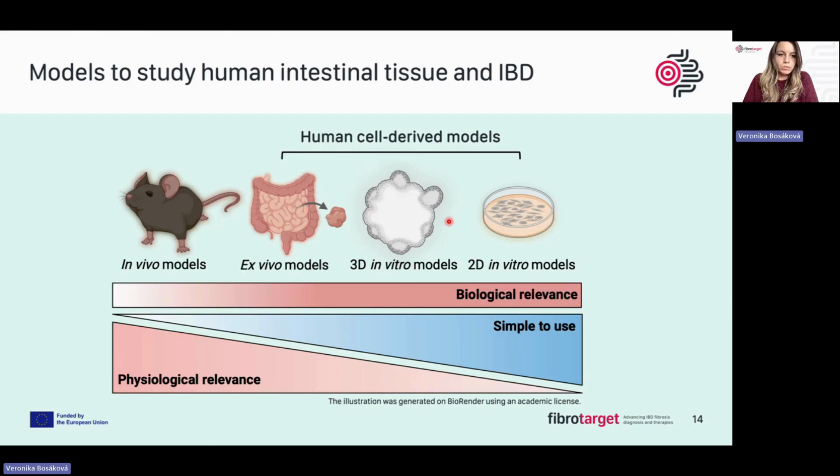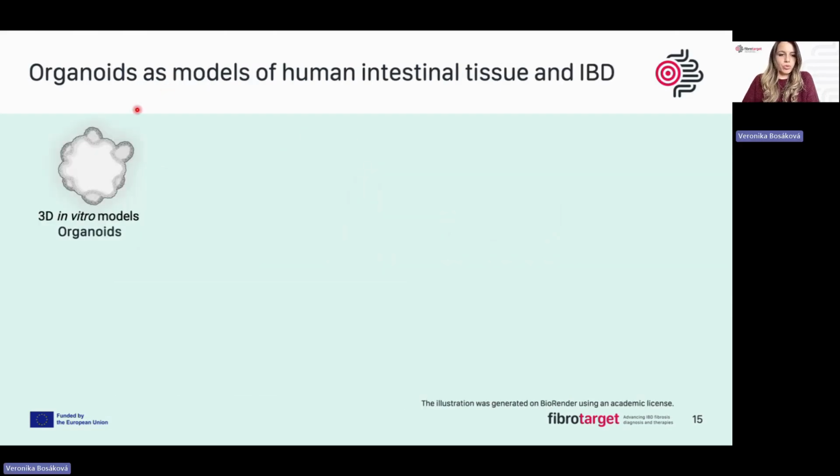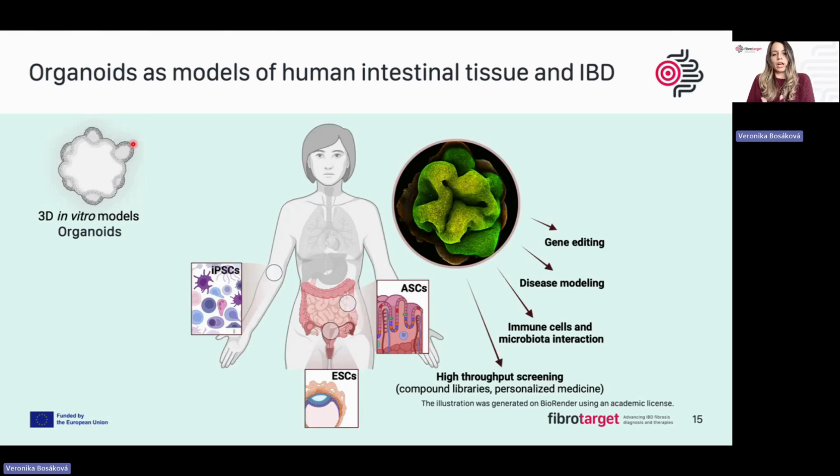As I said, I will focus on organoids, and we have different kinds of organoids based on the source of the cells we use to generate them. We can have patient organoids that are derived from adult stem cells. In this case, the organoids contain only one specific cell lineage. In the case of intestinal tissue, those are epithelial cells from the crypts of the human gut.